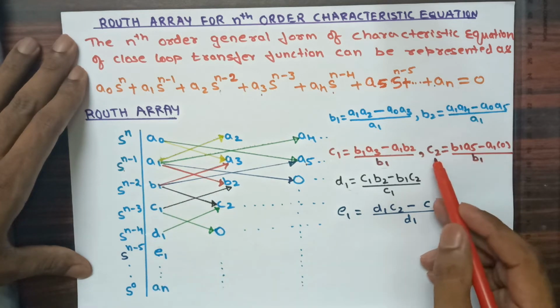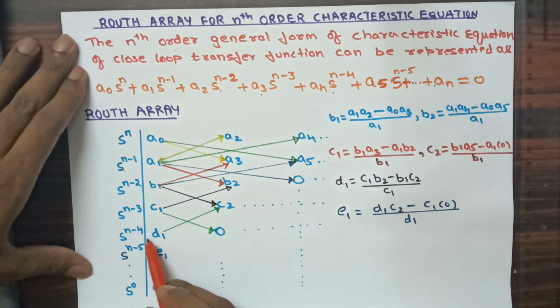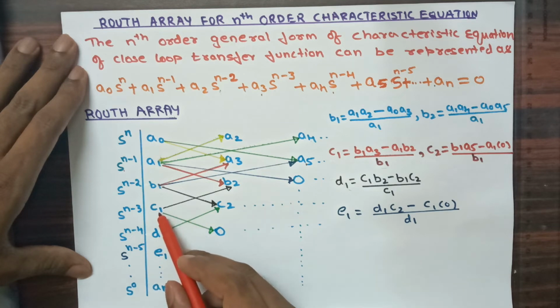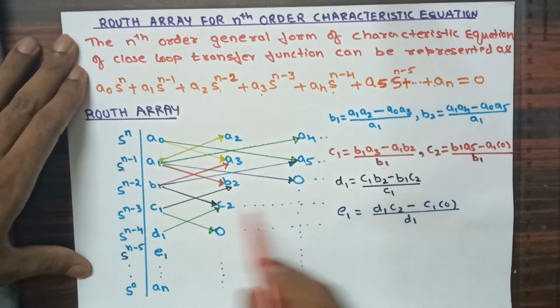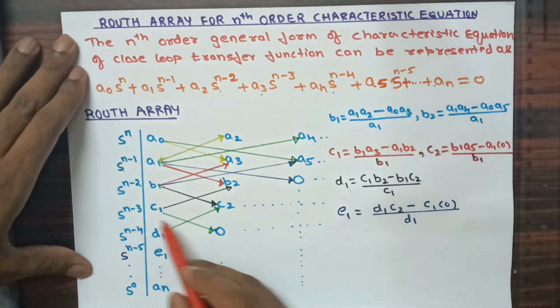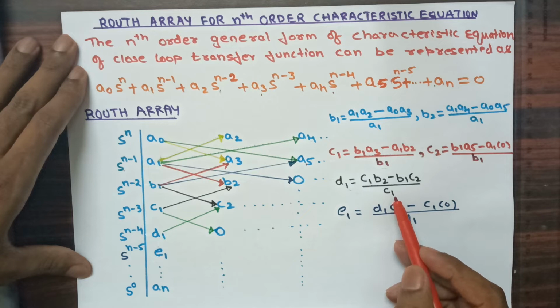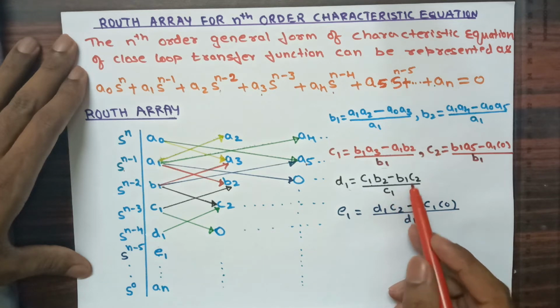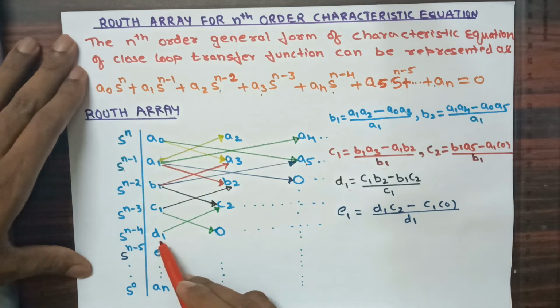So the whole value is equated to C2, which I have represented here in the fourth row. You can see the next, fifth row, by multiplying C1 into B2 minus B1 into C2, whole divided by C1. You can see that the first value I have considered in the denominator is C1. Now this whole value I have equated to D1, and here I have represented it by D1.